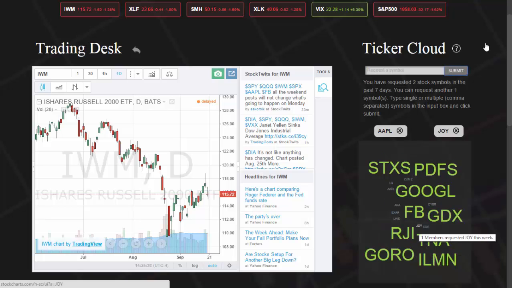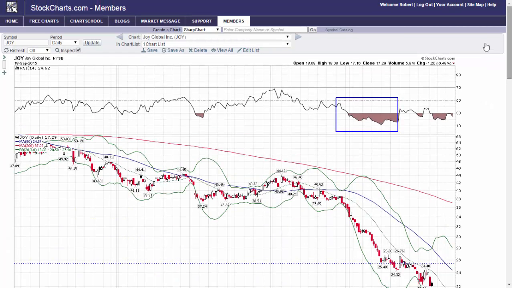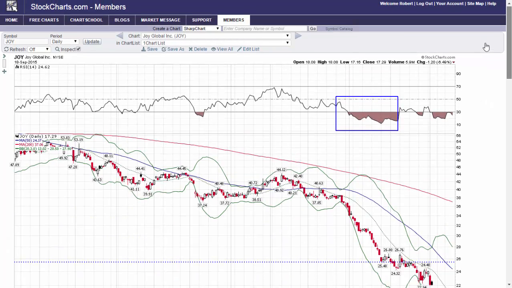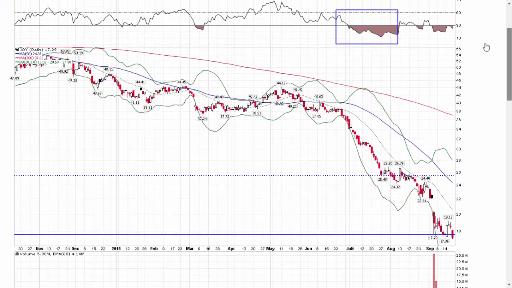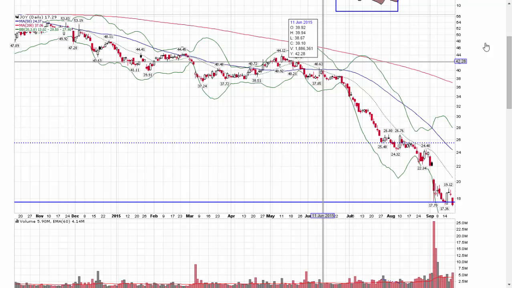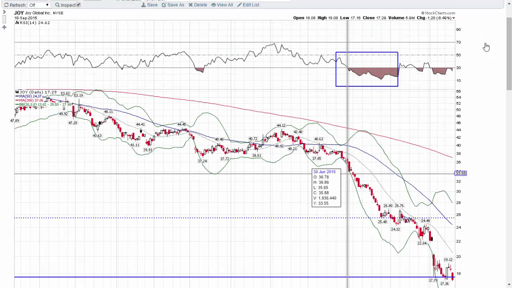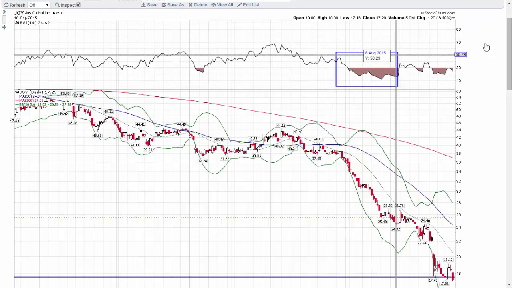My administrative panel allows me to see who the member is and when they submitted it, so that I can review the chart promptly. So now let's run through an example of how I would analyze a chart for the member who had just requested Joy Global, symbol JOY. What you're looking at here is a stock chart of Joy Global. You can see that the stock is in a downtrend. What I like to do is annotate the chart. Joy Global has been a popular stock for me to review, which is why you see these annotations.